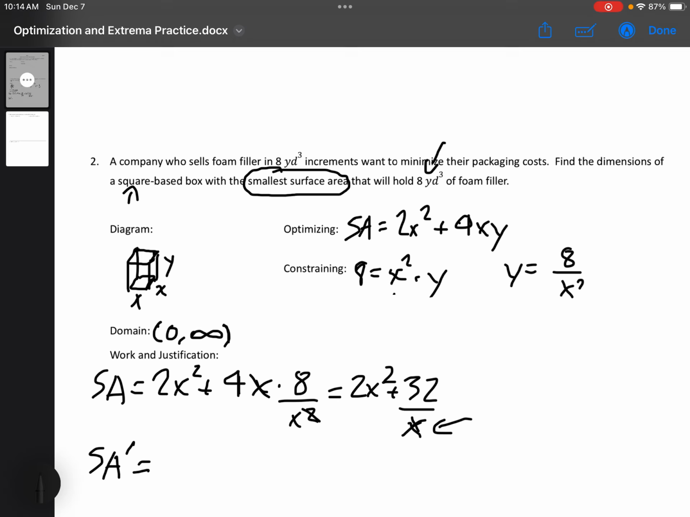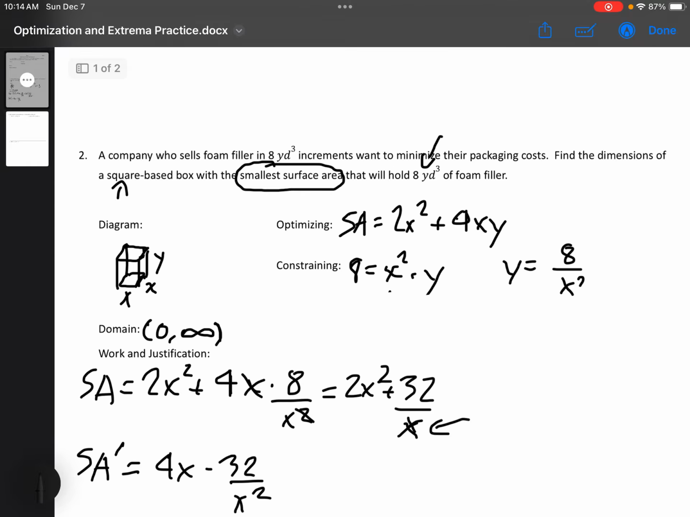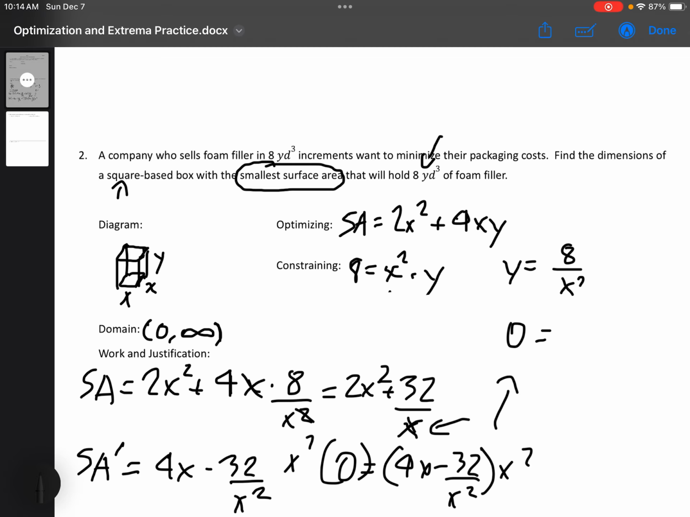So we take the derivative of this equation, and you would get 4x minus 32 over x squared, I think. And then you would set this equal to 0. 4x minus 32 over x squared, we would multiply both sides by x squared. So 0 is equal to 4x cubed minus 32. 4x cubed is equal to 32. x is equal to 2, I believe. Yeah, x is equal to 2.